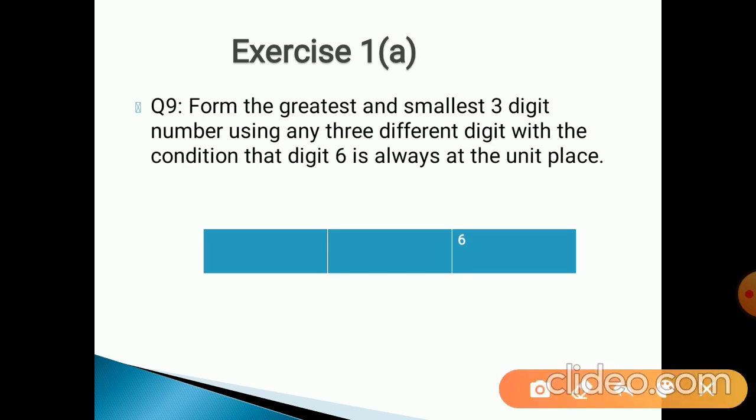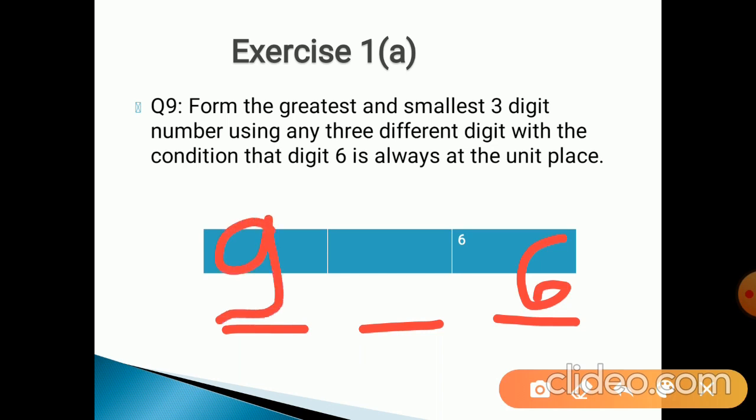So what we will do, we will make 3 boxes because we have to form a 3-digit number, 1, 2 and 3, and we know that 6 is always at the ones place, so we will write 6 here. Now to form the greatest number, we know that in digits 0, 1, 2, 3, 4, 5, 6, 8, 9, 9 is the greatest digit, so we will write 9 at the first place. And what is the second greatest digit? That is 8, so we will write 8 here. So our greatest number is 986.